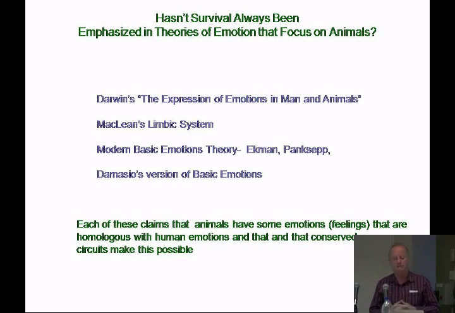But in all of these points of view, the claim is that animals have some emotions, feelings, that are homologous with human emotions and that are conserved circuits that make these feelings possible. The reason animals do things and repeat things, for example in reward-based learning, according to a standard view, would be because of the pleasure they get from obtaining the reward. But even Thorndike had to reject this when he came up with the law of effect. He started out with the idea that the law of effect was a pleasure principle, but it eventually gravitated, of course behaviorism was coming along at that point, towards the idea that what animals are doing is maximizing their behavioral opportunities. I think behaviorism gets a bad rap these days.